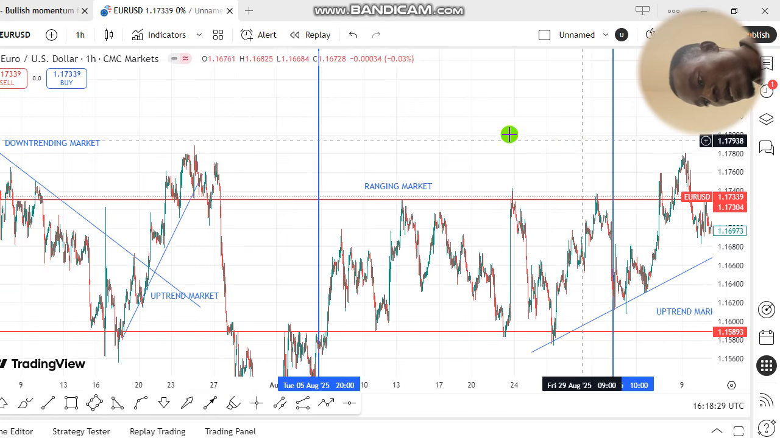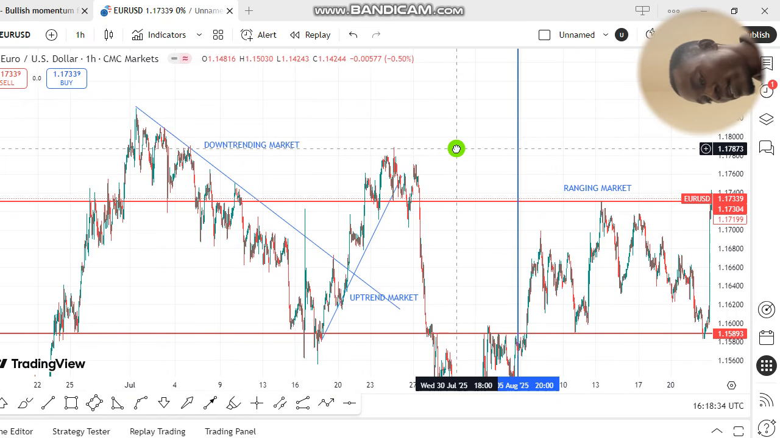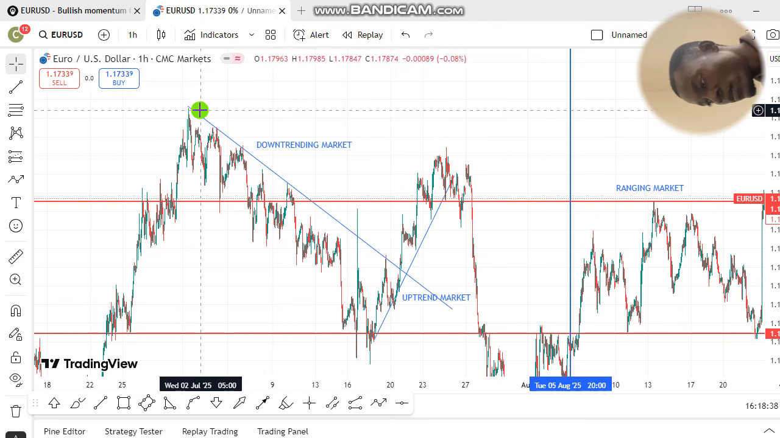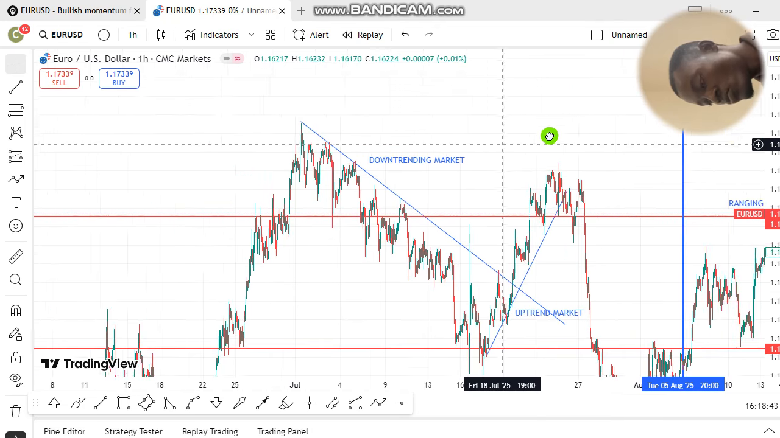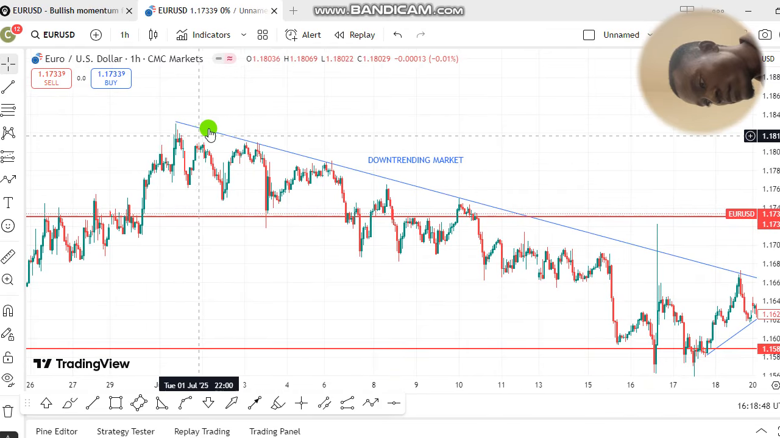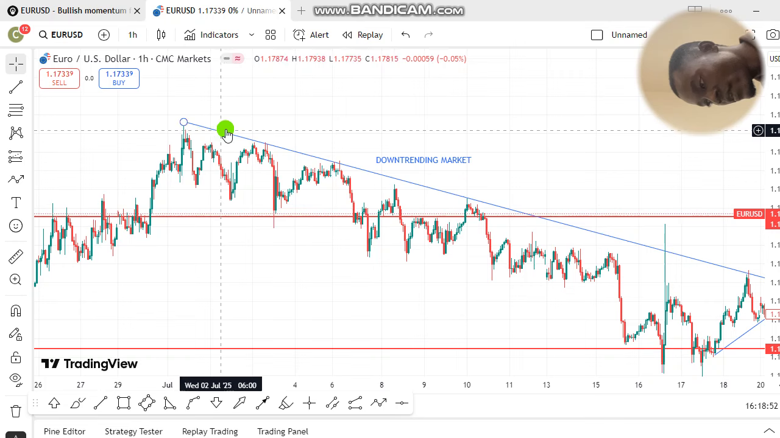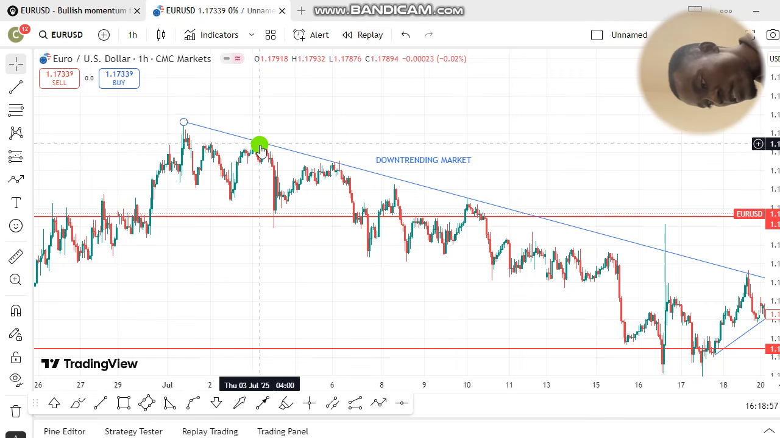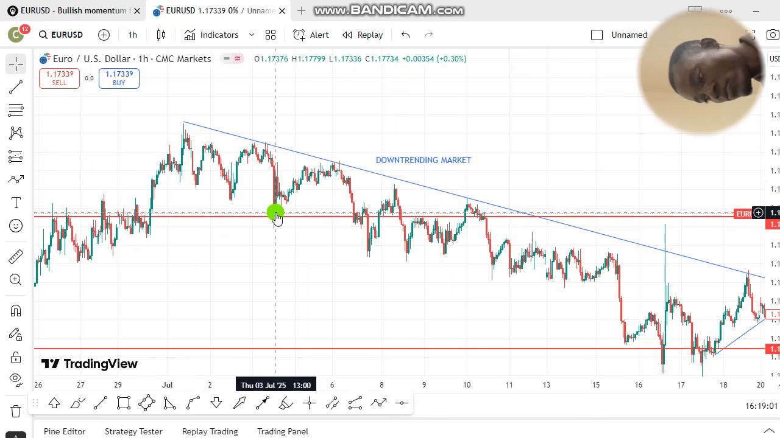The next one is how to trade a downtrending market. So this is an example. I have demarcated the levels and then I've drawn my trend line over there. So you realize that anytime the market retraces and then tests the trend line area, the market is being sold. Retrace again, retested the trend line area, then you see a bearish signal, you sell the market.